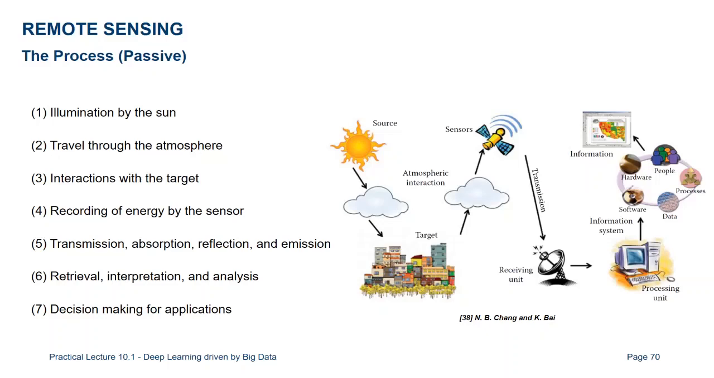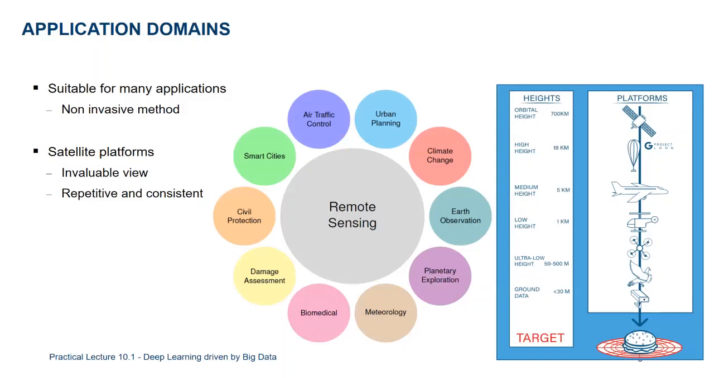So once you have the data, then you can start to analyze them. Remote sensing is basically a non-invasive method, right? You can use it by just using a platform, and you have many different platforms: drones, helicopters, balloons, satellites. Of course, the decision of which platform you use really depends on the type of application and the type of accuracy, or the resolution, that you want in your data.